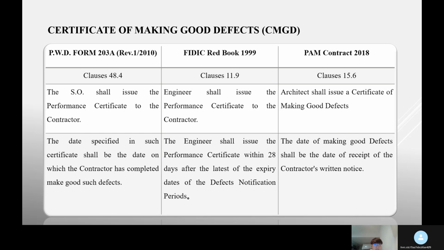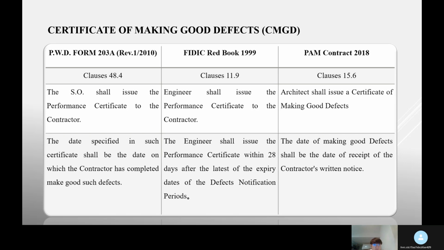Next is Certificate of Making Good Defects, CMGD. In PWD Form 203A, clause 48.4, the SO should issue the performance certificate to the contractor. The date specified in such certificate should be the date on which the contractor has made good such defect.